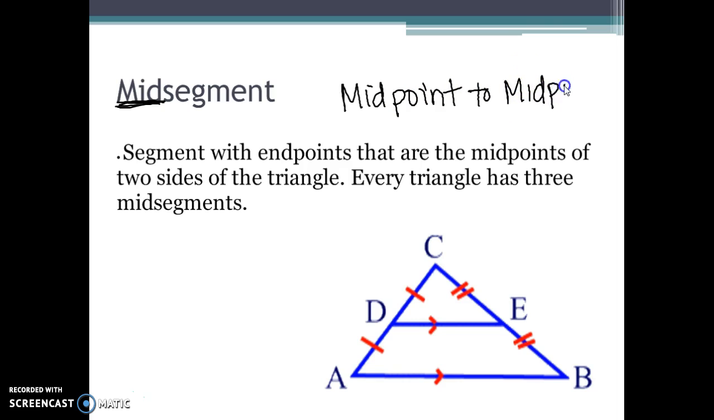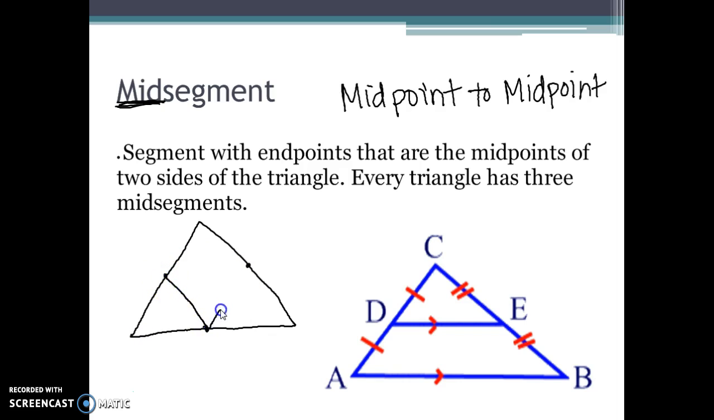Now every triangle has three, and they're going to kind of make a triangle within a triangle. So if I have this triangle and I find the midpoints of all three sides, if I connect them, I have like a little mini triangle.